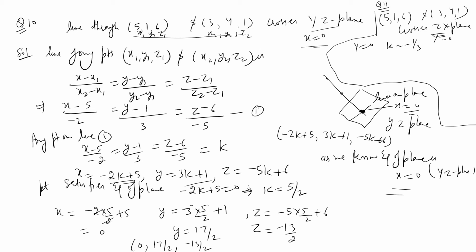So put it back in the point, because everything else will be the same. Minus 2 into minus 1 by 3 plus 5, I'm getting your x. So it is 2 by 3 plus 5, 3 fives are 15, 15 plus 2, that is 17 by 3. So x is 17 by 3, and y will be 0, so I don't need to check that. And z is minus 5 into minus 1 by 3 plus 6, which is 5 by 3 plus 6, 3 sixes are 18, so it is 23 by 3. So this is how this question will be done.